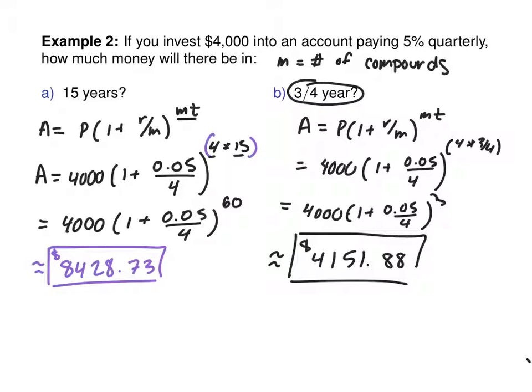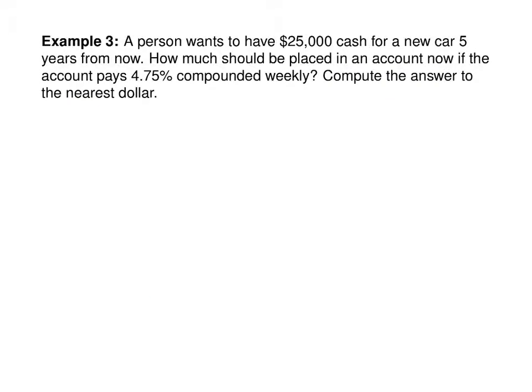Okay. So I think example 3 is a pretty relevant question for you guys in your lives. Do you agree? It's better to pay things in cash because you don't pay interest on them, right? So suppose you want to have $25,000 in cash for a new car 5 years from now. How much do you want to place in an account so that you'll have that much money if your interest rate is 4.75% and it compounds weekly?